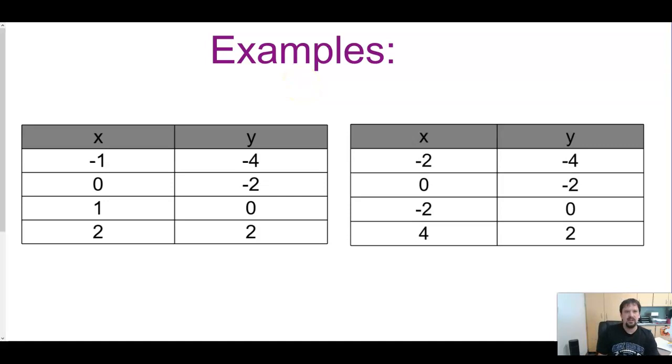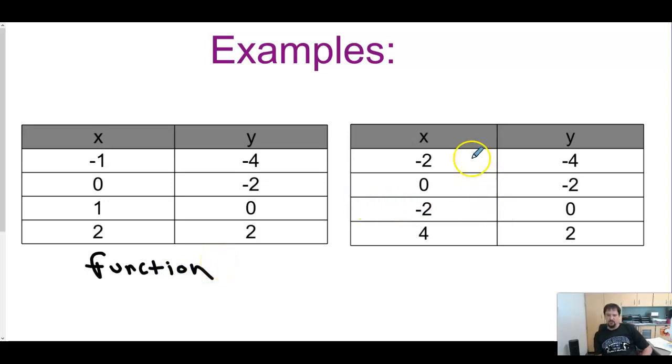So if we look here, we have just a list of ordered pairs. -1, -4, 0, -2, 1, 0, 2, 2. Now if I look at my x values, I have a -1, and it's connected to the -4. Okay, so we're good. 0 is connected to the -2, 1 is connected to 0, and 2 is connected to 2. So in my x column right here, for my domain, do any of these values repeat? -1, 0, 1, 2. None of those repeat. Therefore, this is a function, because none of my x values repeated.